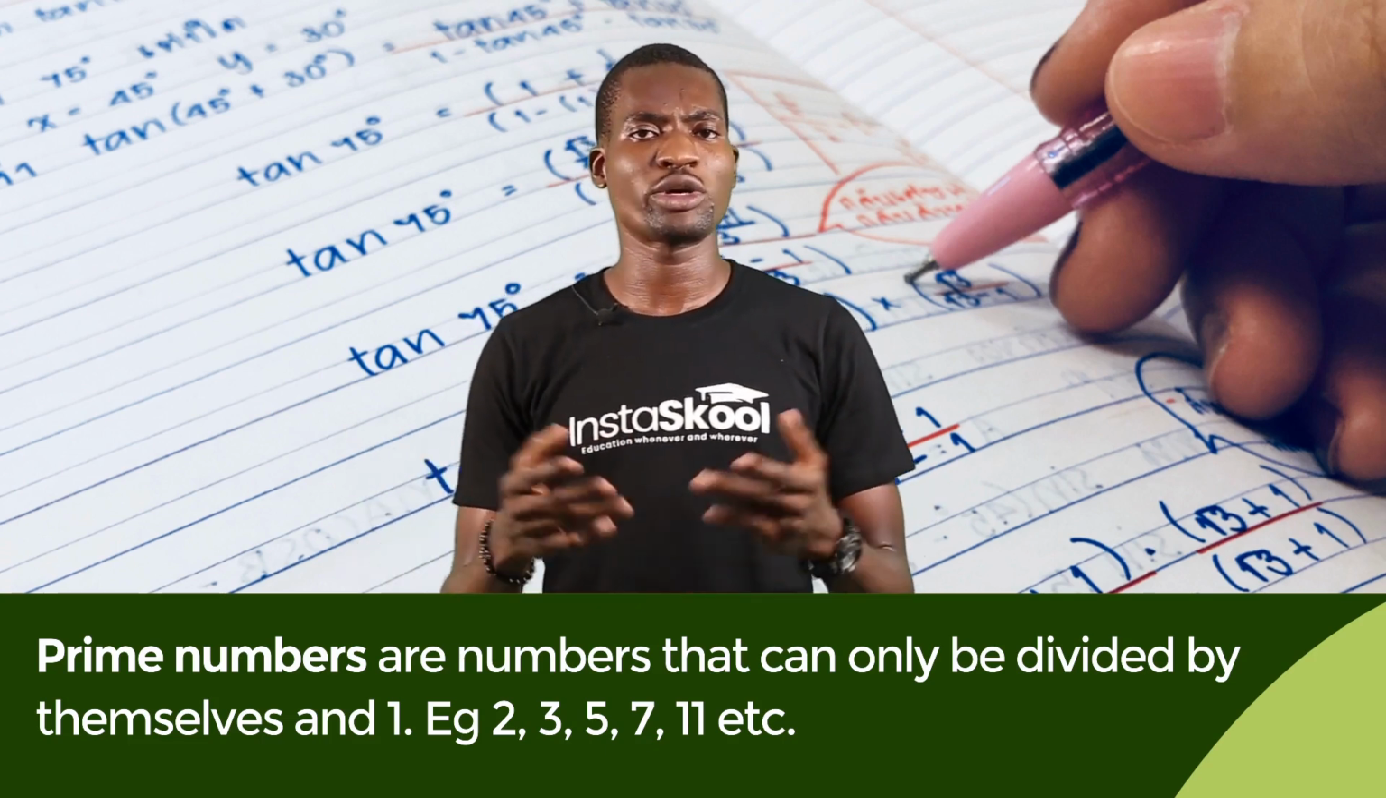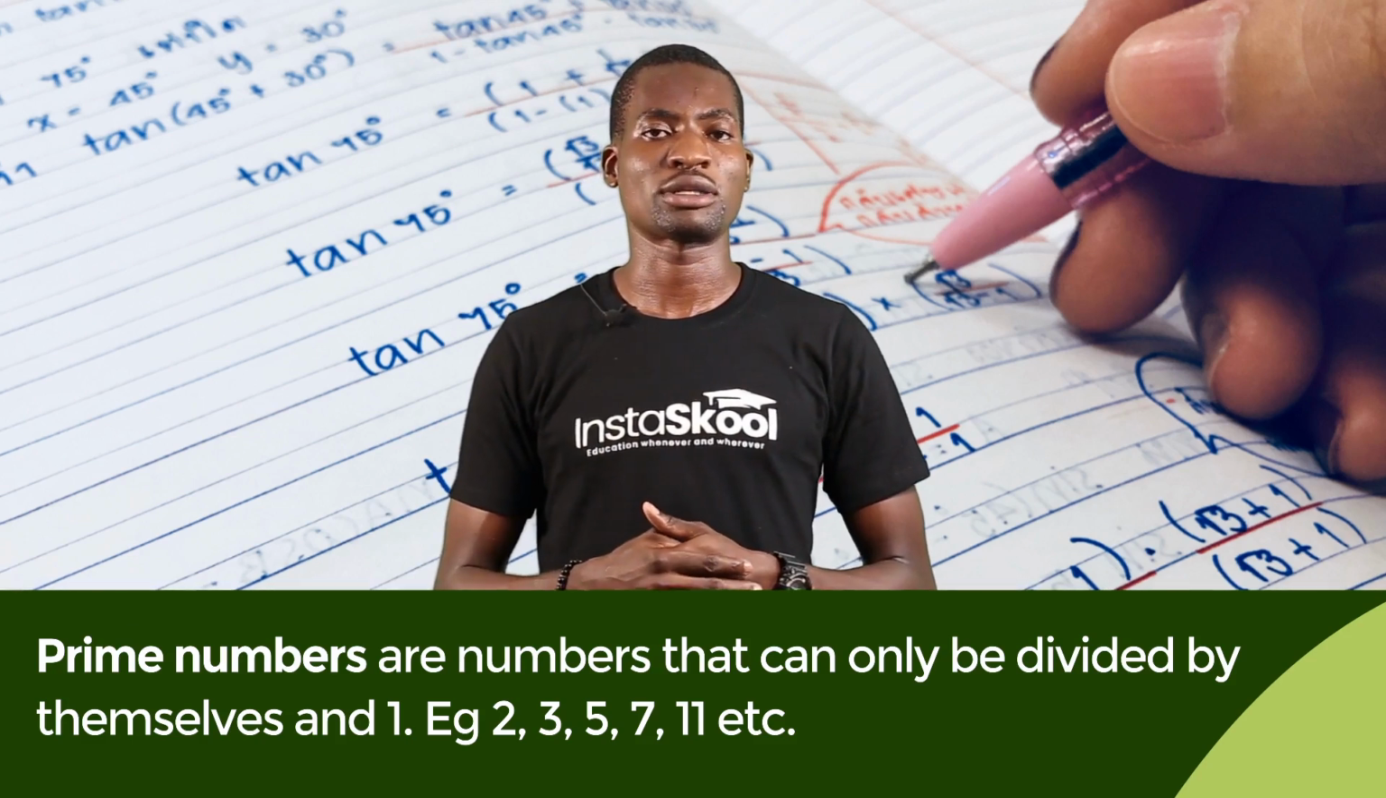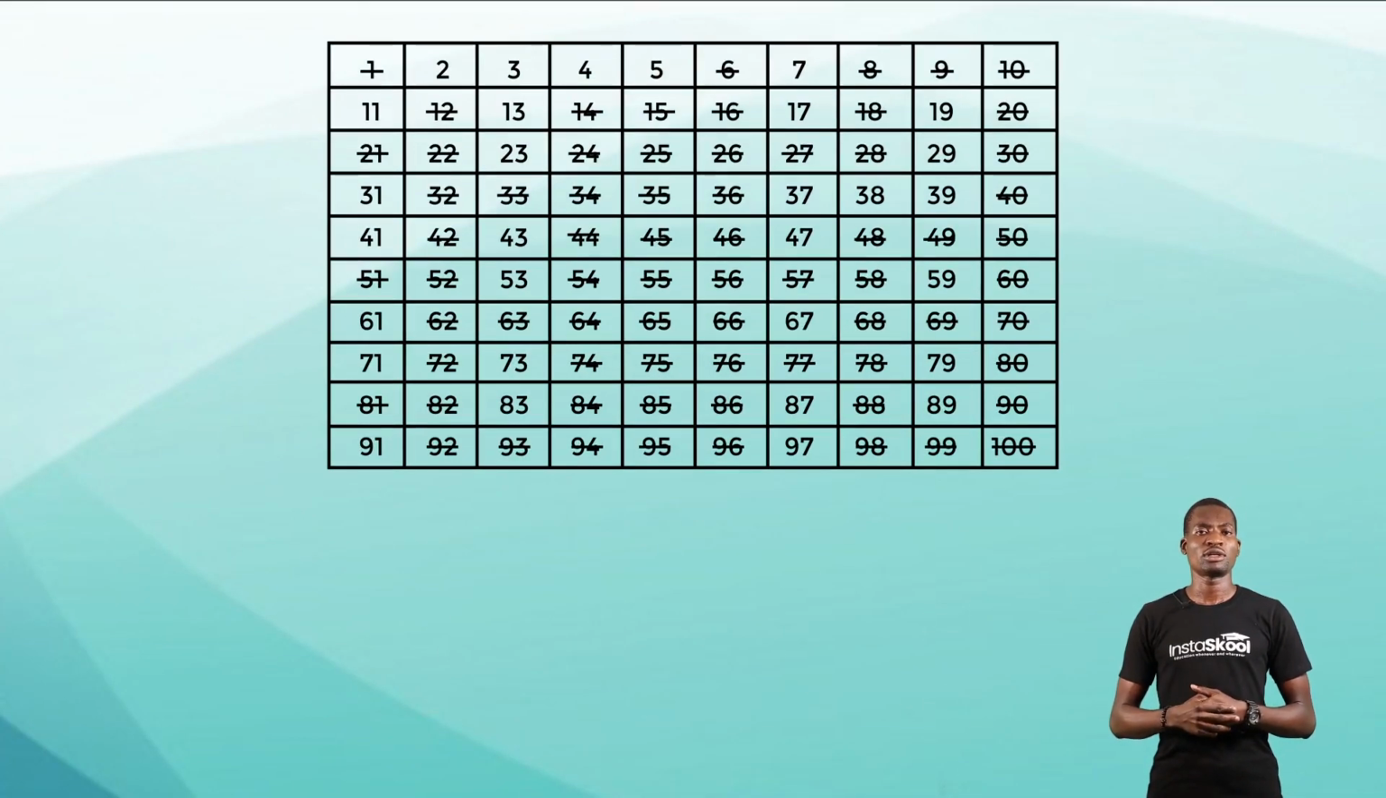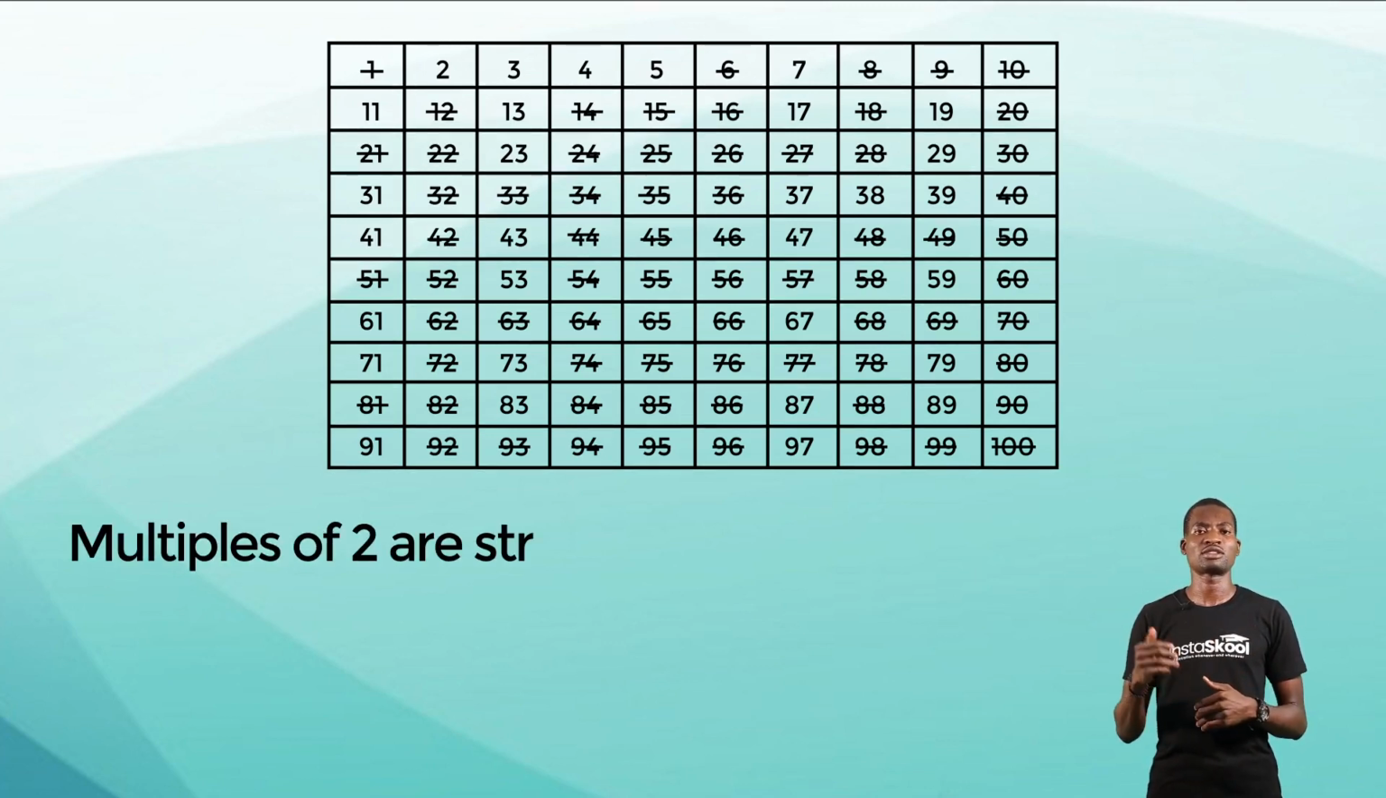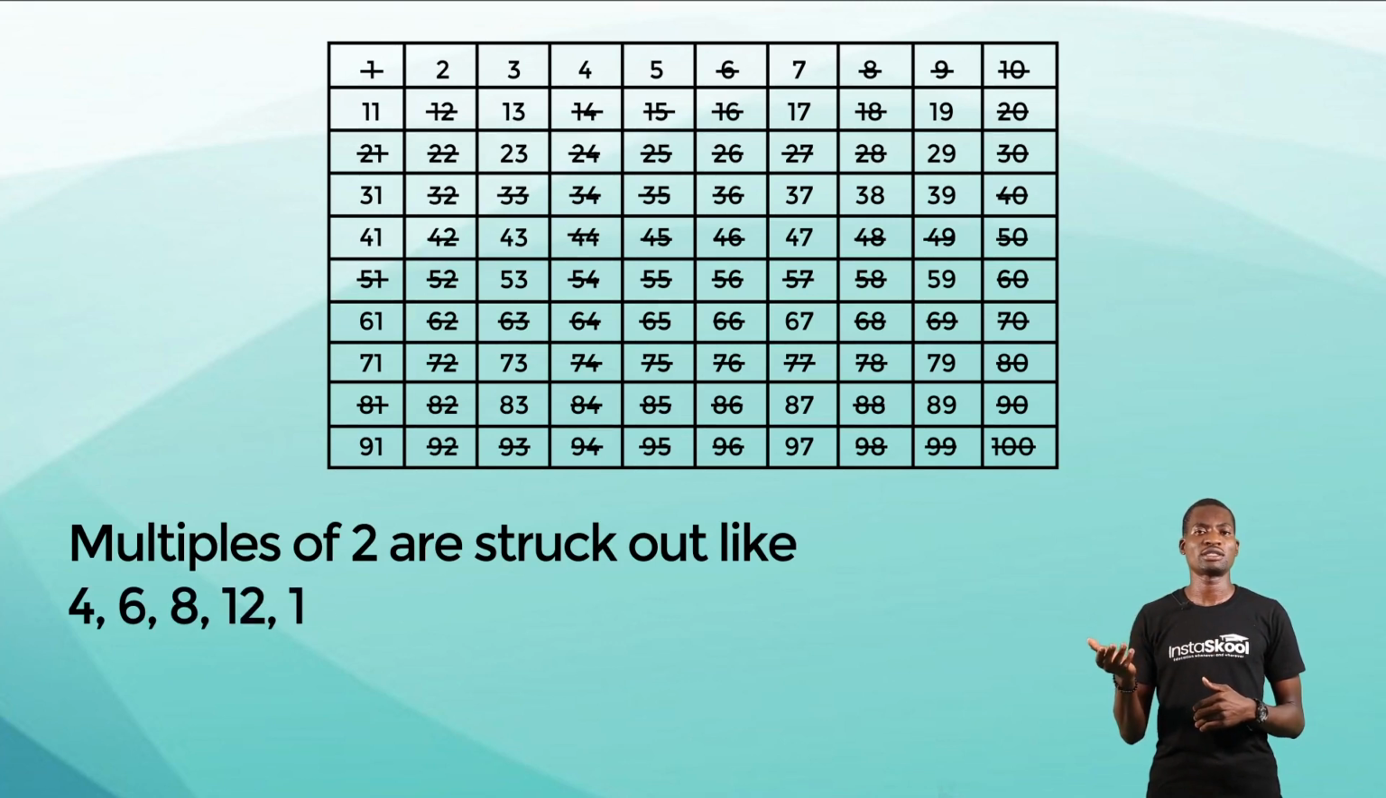However, let me show you a quick tip on how to generate prime numbers. I have a table that is shown above. Now, in that table, you see numbers ranging from 1 to 100. 1 should be struck out because 1 is not a prime number. 2 will not be struck out, but all multiples of 2 will be struck out. That is 4, 6, 8, 12, 16, and the rest.